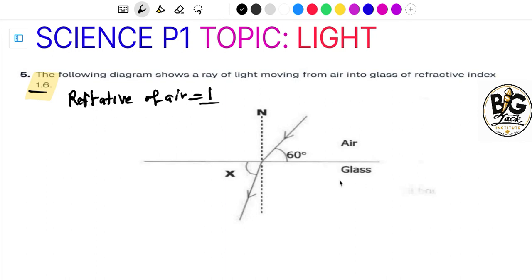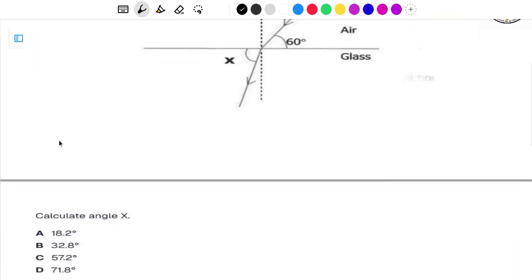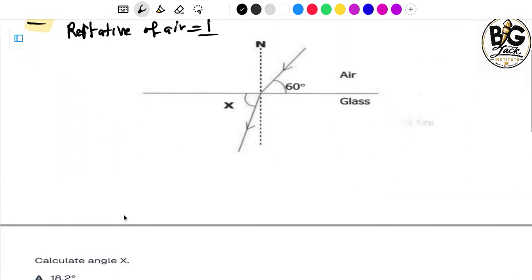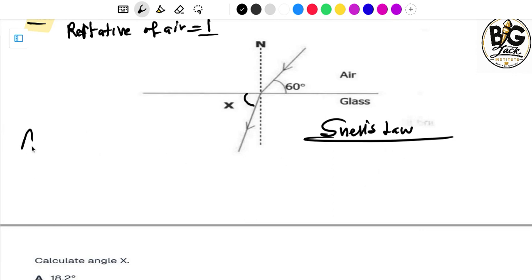Alright, so the question is saying calculate the angle x. So we are calculating this angle here, starting from here up to this point here. But which formula are we going to use? We are going to use Snell's law. What does Snell's law state? Snell's law states that if you multiply the refractive index of air by sine of the angle of incidence, this is going to be equal to the refractive index of glass multiplied by sine of the angle of refraction.